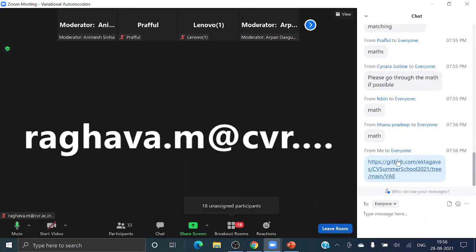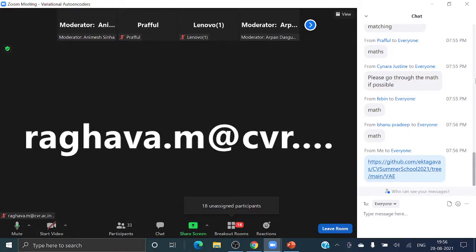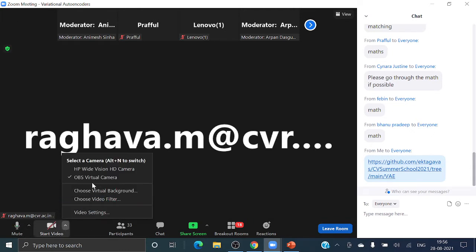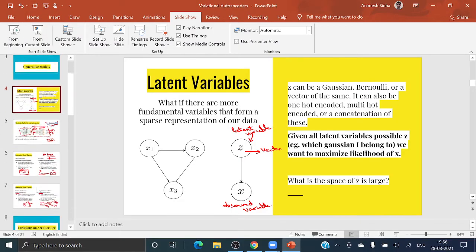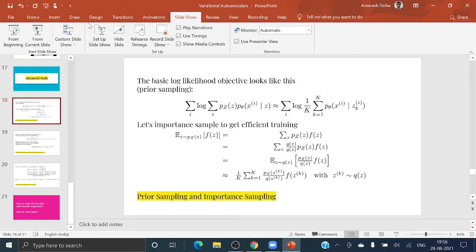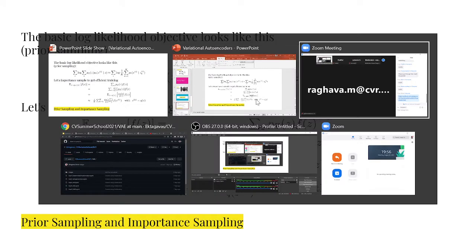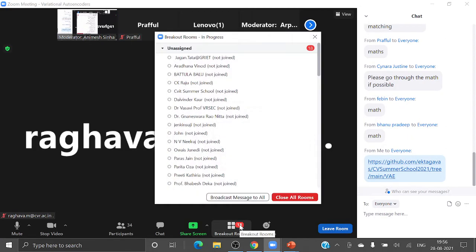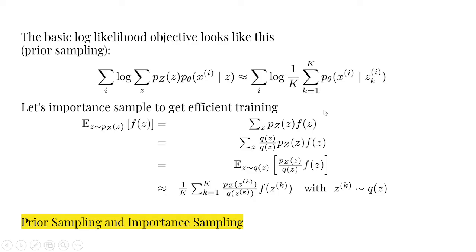So here you have all the 5 notebooks in GitHub, and at the top of every notebook on GitHub, you have the link to the Colab notebook. So let me restart the OBS virtual camera. Okay, so I think there are going to be 18 people who are not a part of the breakout room.